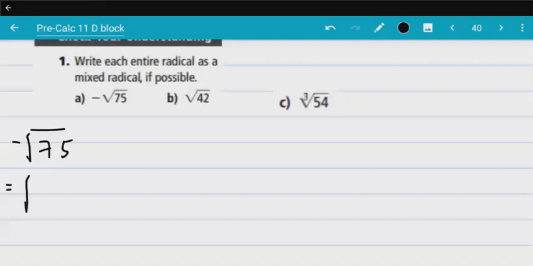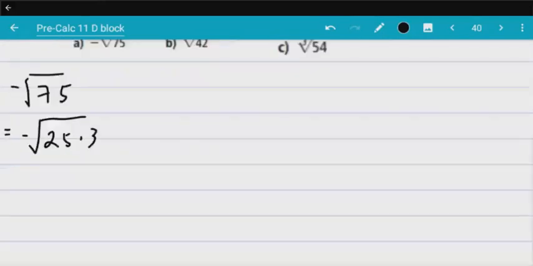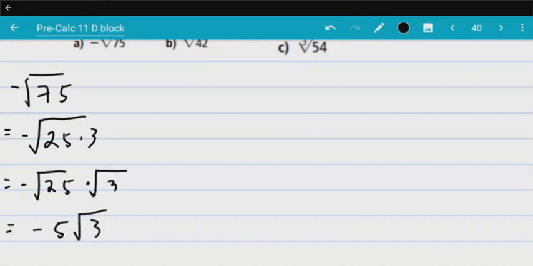75 is what? 75 is 25 times 3, isn't it? Right? 25 being a nice number because 25 has a square root, which is 5. So I'm using the multiplication property of radicals. As you can see, I'm splitting up the radical into two parts. And now you can have the square root of 25, which is 5. And there is your mixed radical. This is your entire radical. I turned it into a mixed radical with a number in front.